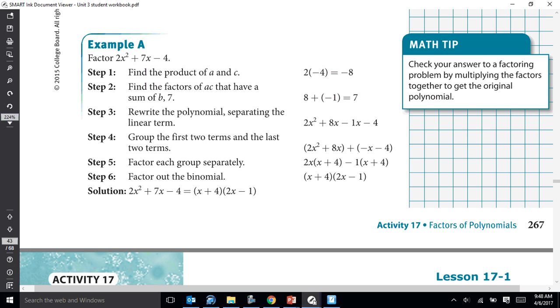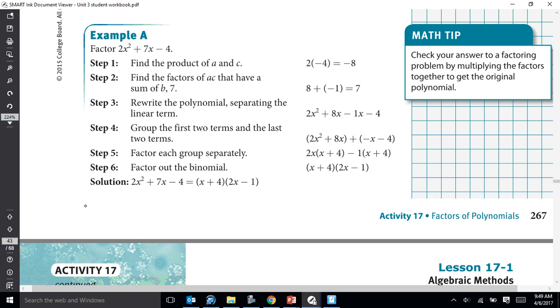So the first thing is find the product of A and C. That's the slide part of slide and divide. Then find the factors of A times C that give you B. And then rewrite it. So that's just a different way of doing slide and divide.